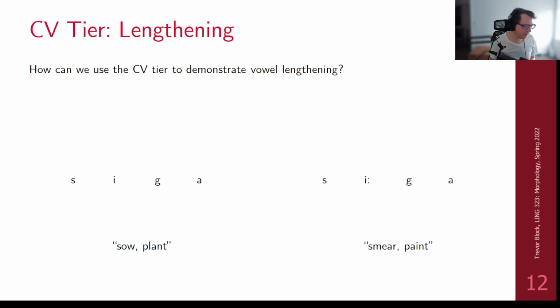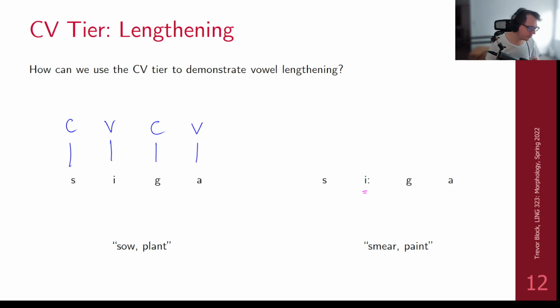So we have two words, siga and siga. We can see that the E is lengthened here. And these have two different meanings. One is to sow or plant, the other one is to smear or paint. Now we can say that each of these words has what's called a CV template. So the sow or plant siga is a C, V, C, V. And all of the C's align with the C's, V's with the V's. So they just go one to one. We have to assign them left to right. That's the order, that's the rules for a template.